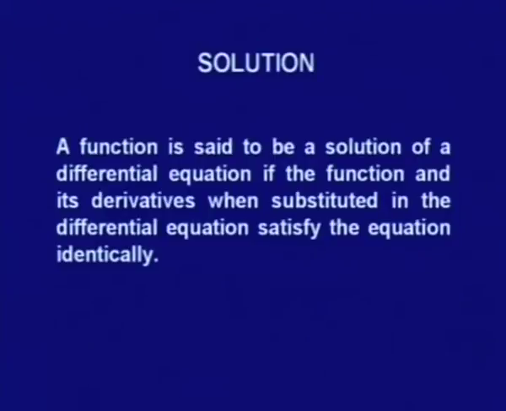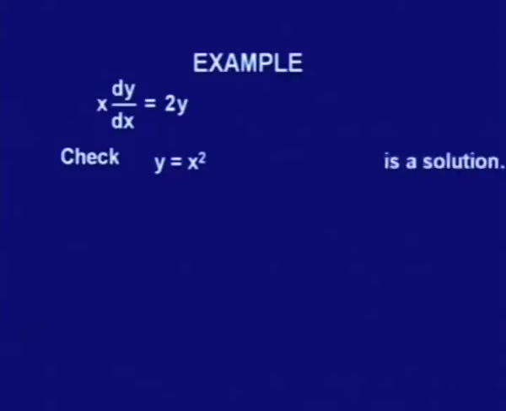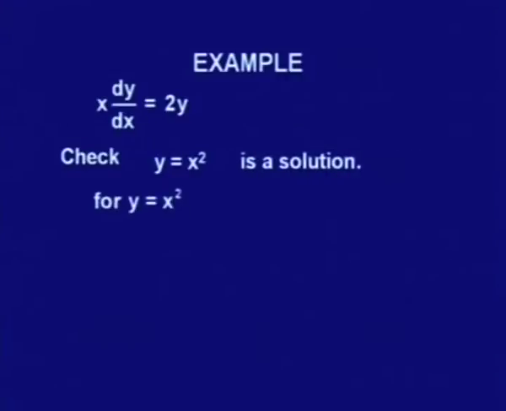Let us try to see it with the help of an example. Let us take this equation: x times dy over dx is equal to 2y. We can check that y is equal to x square is a solution. How can we check? Let us see: for y is equal to x square, what will be dy over dx? That will be 2 times x.